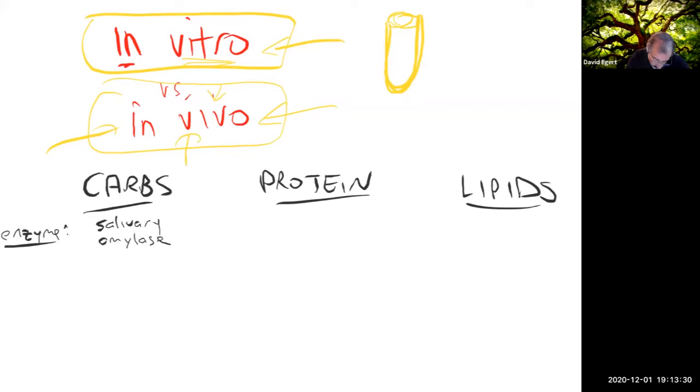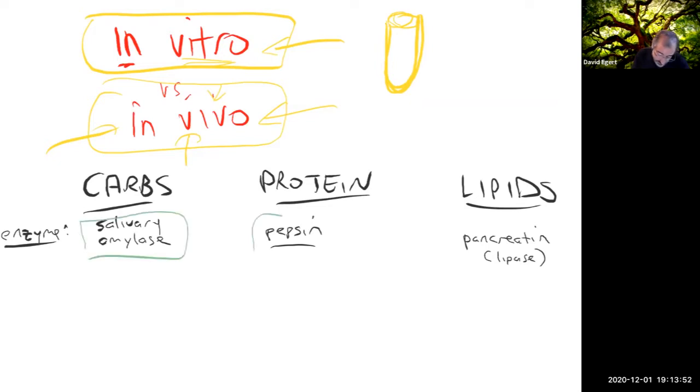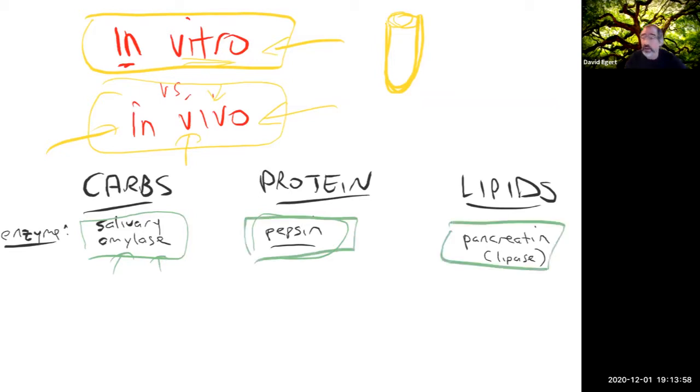For protein, we're going to have pepsin, which is made in your stomach. For lipids, we're going to have pancreatin, which is basically the lipase made by your pancreas. So we're going to have enzymes which just come in. This one we're going to get from somebody's spit. These we're just going to get from the chemical supply house.